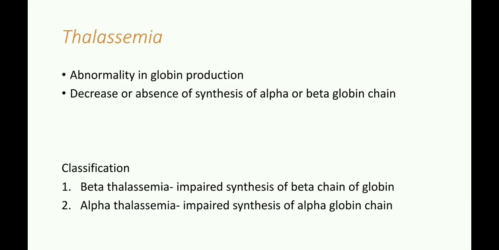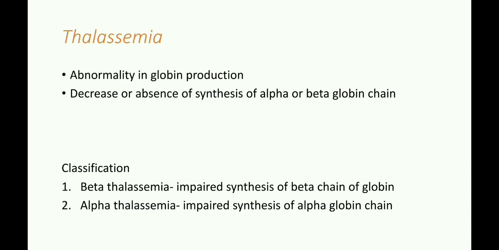So now let us see what is thalassemia. So in thalassemia there is abnormality in the globin production. So you know that in the hemoglobin you have a heme portion and you have a globin portion. So when you have abnormality in the globin production, that is thalassemia. In the globin itself you have 2 alpha chains and 2 beta chains. It's alpha 2, beta 2.